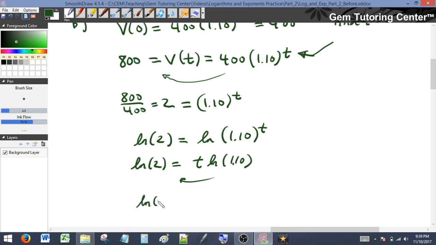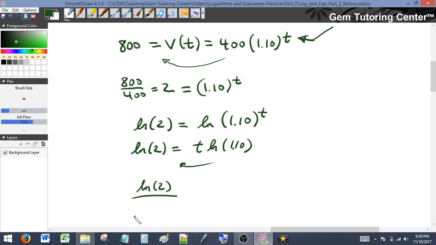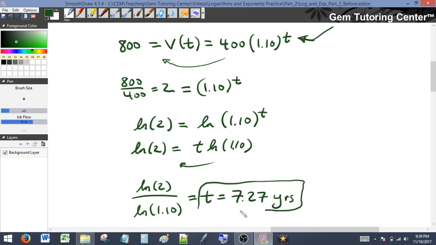So ln 2 over ln 1.10 is equal to t, and that is approximately 7.27 years. So the baseball card will double in value from $400 to $800 in about 7¼ years.